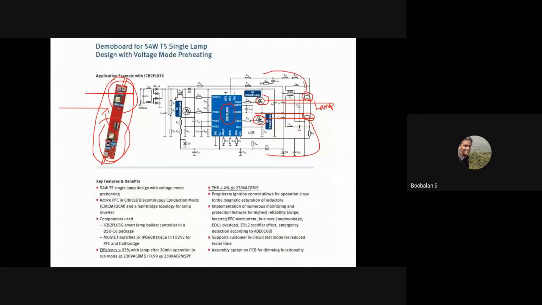ICB2FLG03. Search it on Google. This model IC, if you look it up on Google, you'll get the datasheet, and in that datasheet you can see what it actually does. It will generate HSGD and LSGD, that's called gate drive. This is my higher and lower side. The gate drive signal comes through a resistor as a pulse to trigger the gate, and it's going to generate. So we have one more thing over here: a 54 watt T5 single lamp design with voltage mode preheating. A 54 watt lamp is what we are using over here.